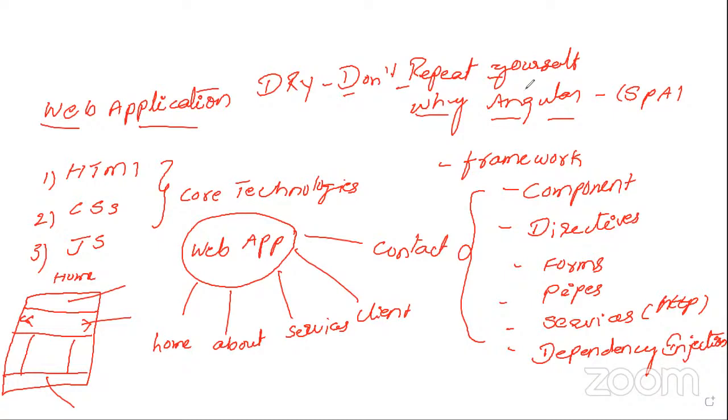Okay, so now what I'm trying to explain: instead of using the core technologies, if you go for advanced frameworks like Angular, the advantages are more. Angular is a ready-made framework which has this many features. Each feature has significant importance, which will allow developers to implement web-related features as quickly as possible. So you can write less code and complete your task as quickly as possible.